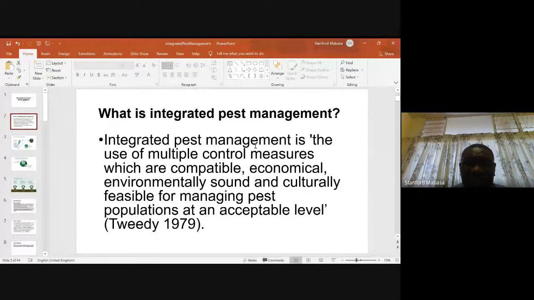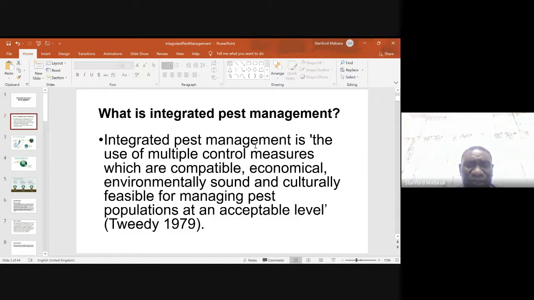What is integrated pest management? Integrated pest management is the use of multiple control measures which are compatible, economical, environmentally sound, and culturally feasible for managing pest populations at acceptable level. This is actually a definition by somebody known as Tweed in 1979.